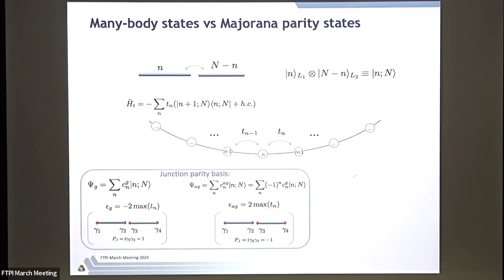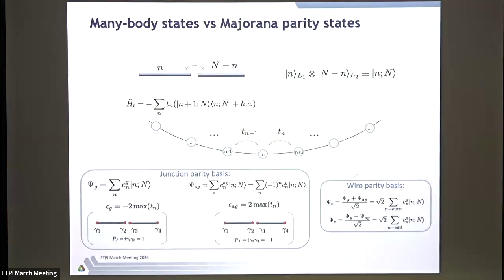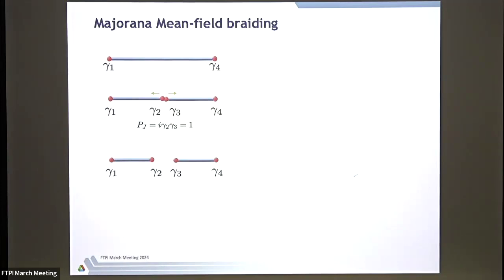I mean, there are a bunch of other states that one should be aware of, but these are two special ones. One can also construct the wire parity basis just as linear superpositions. And you'll see that in one case it will be an even superposition, and in the other case an odd superposition. So yes, I'm really out of time. So let me just quickly show this as a cartoon and address it more in the question and answer section.